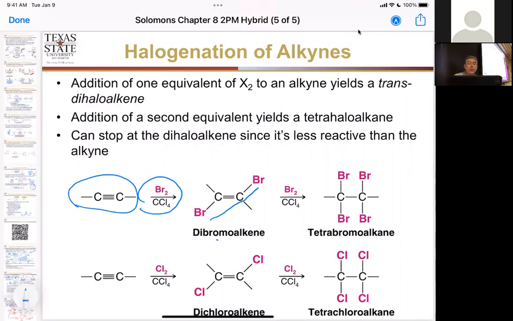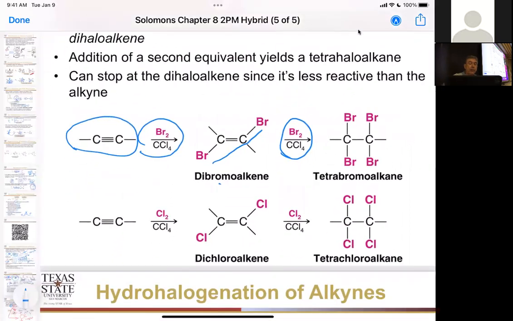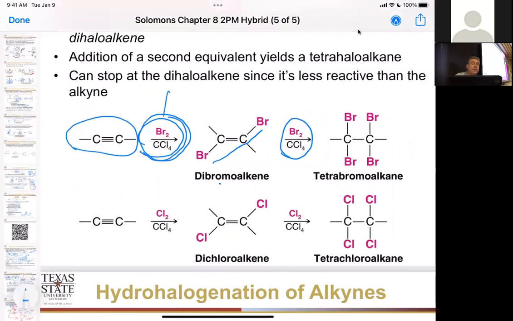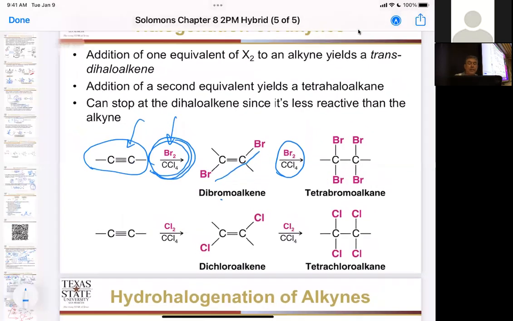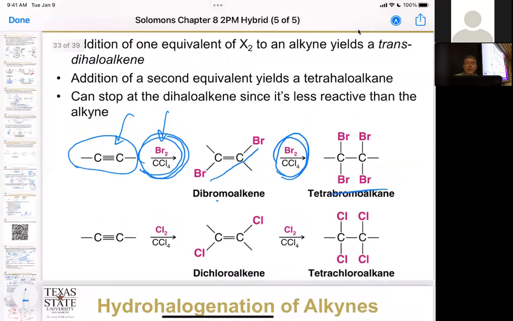bromoalkene. And then you can add one more equivalent of that, and it'll add across that trans alkene to give us a tetrabromo compound. Okay, so we can do that with chlorine or that. But the cool thing is this is stepwise. If it's a 1-to-1 mixture here, we get the trans alkene, the dihalo trans alkene. Okay, and then if you add another equivalent, you get all the way down to the alkane, the tetrabromo alkane.